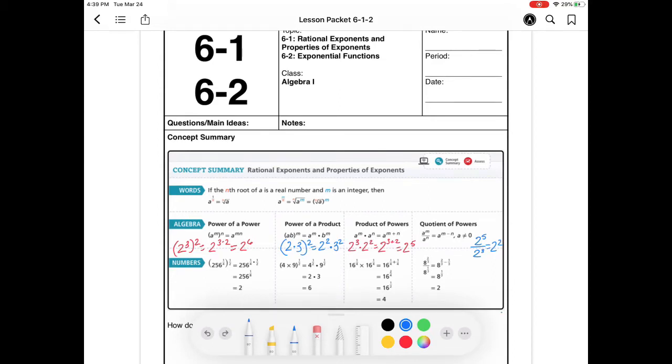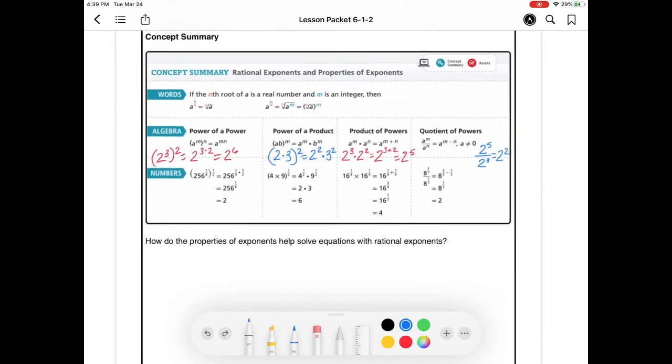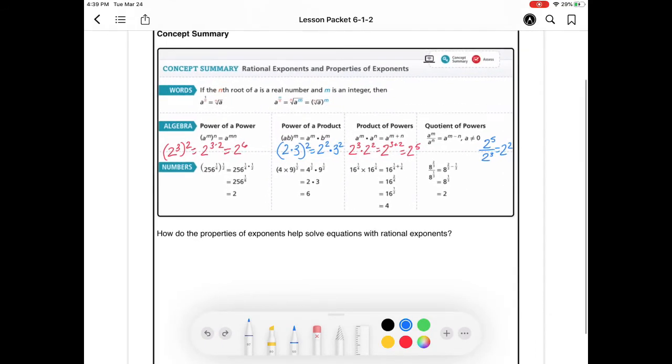Now in your packet that you hopefully downloaded, you'll see that there is a question that says, how do the properties of exponents help solve equations with rational exponents? I'm not going to have you answer that question just yet, because we're going to see how this works in our next example.